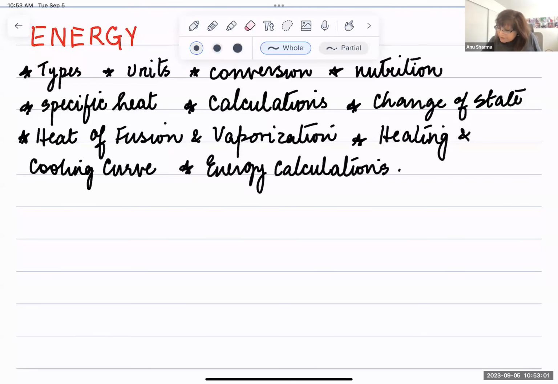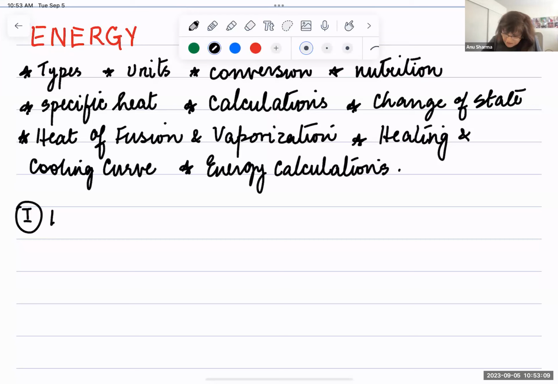Okay, so first things first, tell me, what are the different types of energies that you are aware of? Give me the names of some of the energies. Kinetic energy, good. What else? Potential energy. What else?